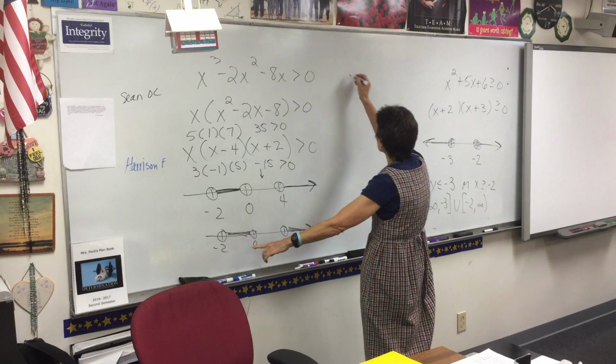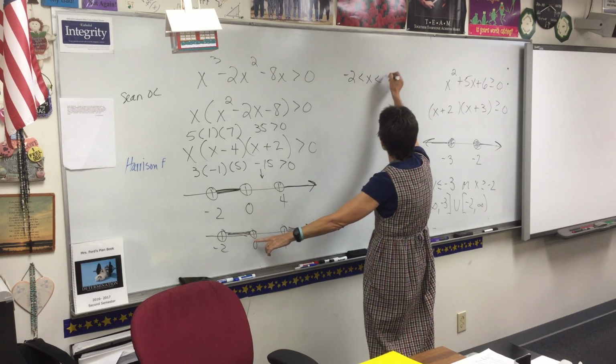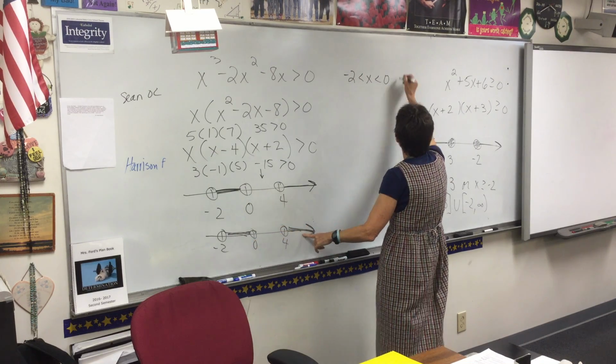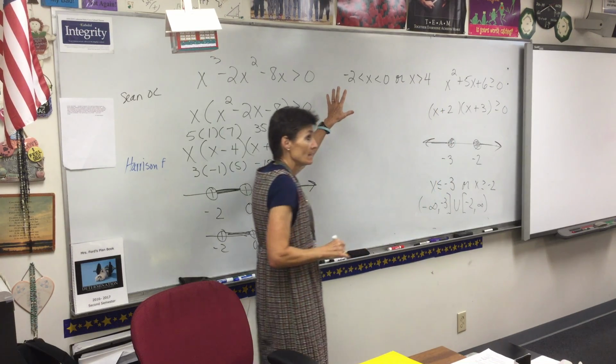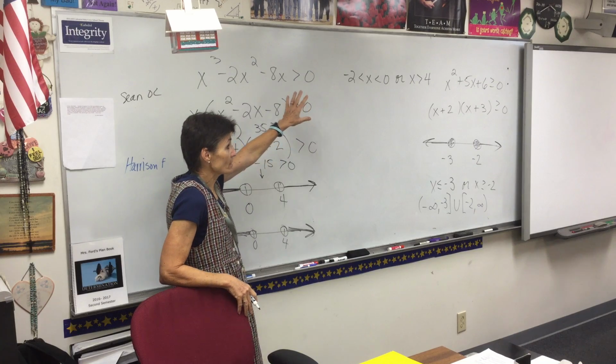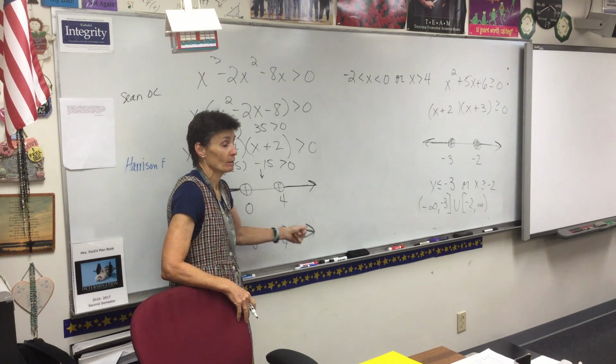So it's everything in between negative 2 and 0, or everything greater than 4. It's an or. Always an or. You're either here or you're here.